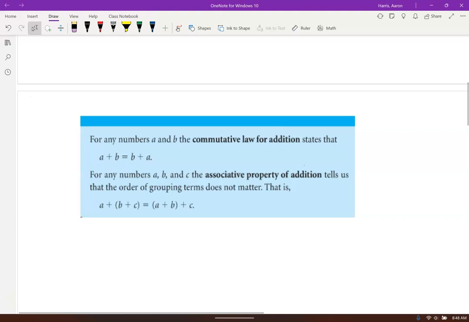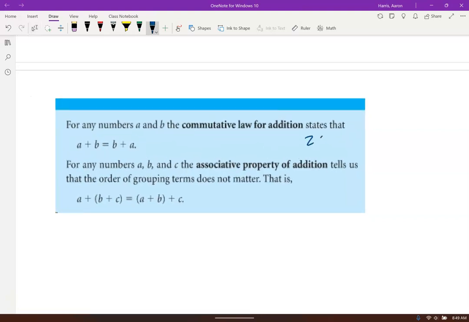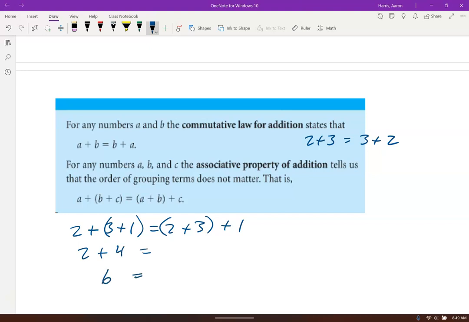So if a plus b equals b plus a, so 2 plus 3, isn't that the same as if you go 3 plus 2? Sure it is. And then the associative law says, if I do 3 plus 1 first, I have 2 plus 4 or 6. But if I do 2 plus 3 first in parentheses, I got 5 plus 1, 6. Either way, I get 6, right? So the associative property of addition. And this is for addition only.